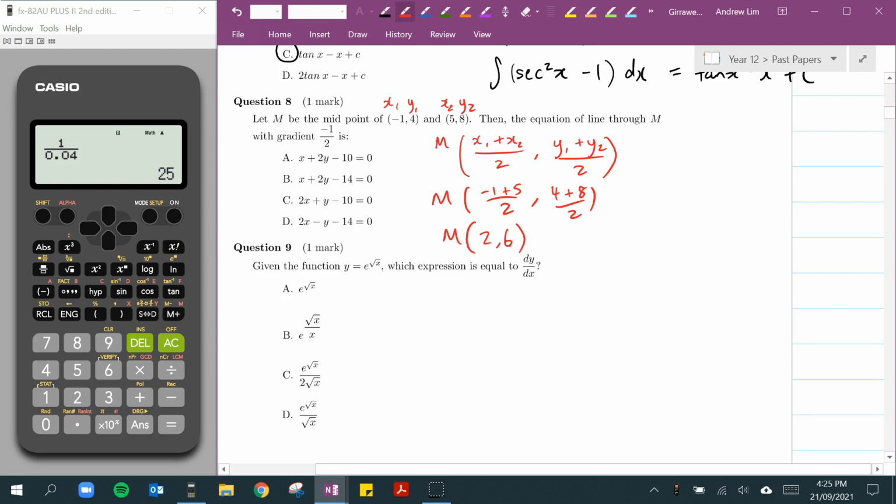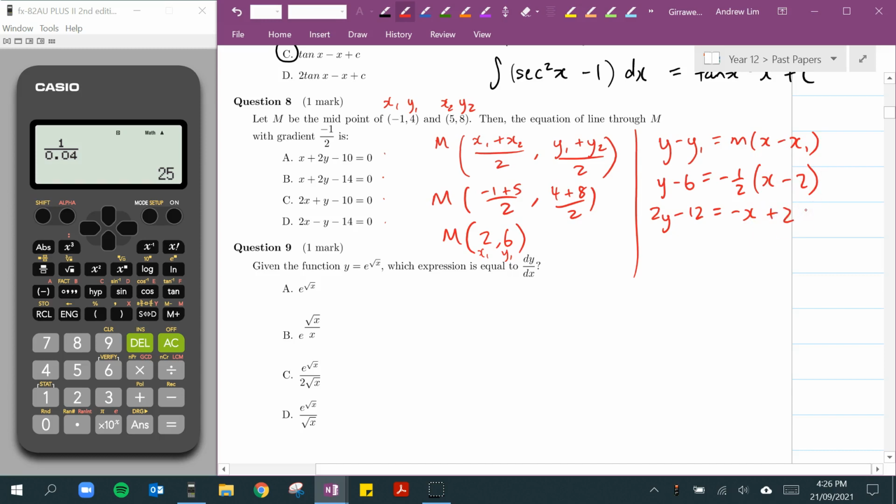Now that we've got this, we can work out the equation of the line. So y minus y1 is equal to m bracket x minus x1. Here's our x1, here's our y1. So y minus 6 is equal to m, which is minus half from the question, times x minus x1. Because all of these answers are in general form, I'm going to multiply everything by 2 first. 2y minus 12 is equal to, and then I'm going to expand this. Minus 1 times x is minus x, minus 1 times minus 2 is plus 2.